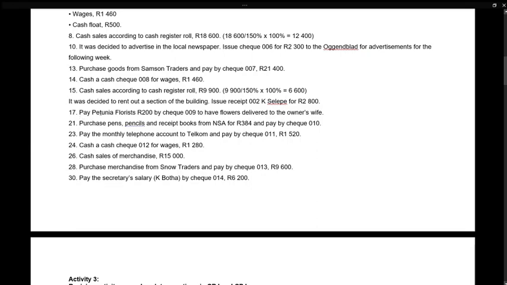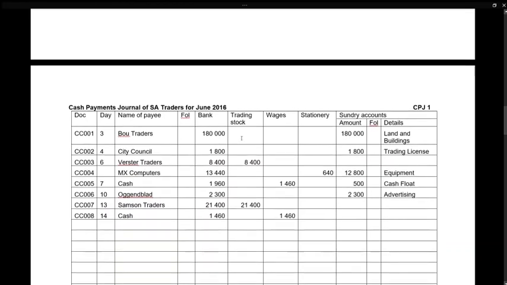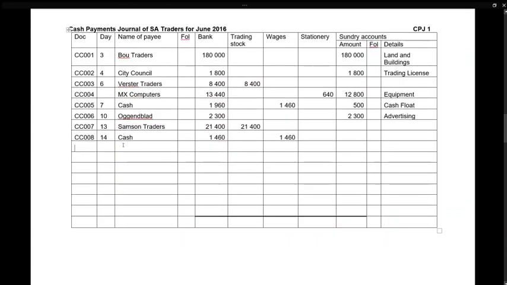Pay Petunia Florist 200 Rand by check to have flowers delivered to the owner's wife. That sounds personal to me. What do you think? Okay. If it's personal, it is drawings. So check counterfoil 009 took place on the 17th. So let's fill that in.